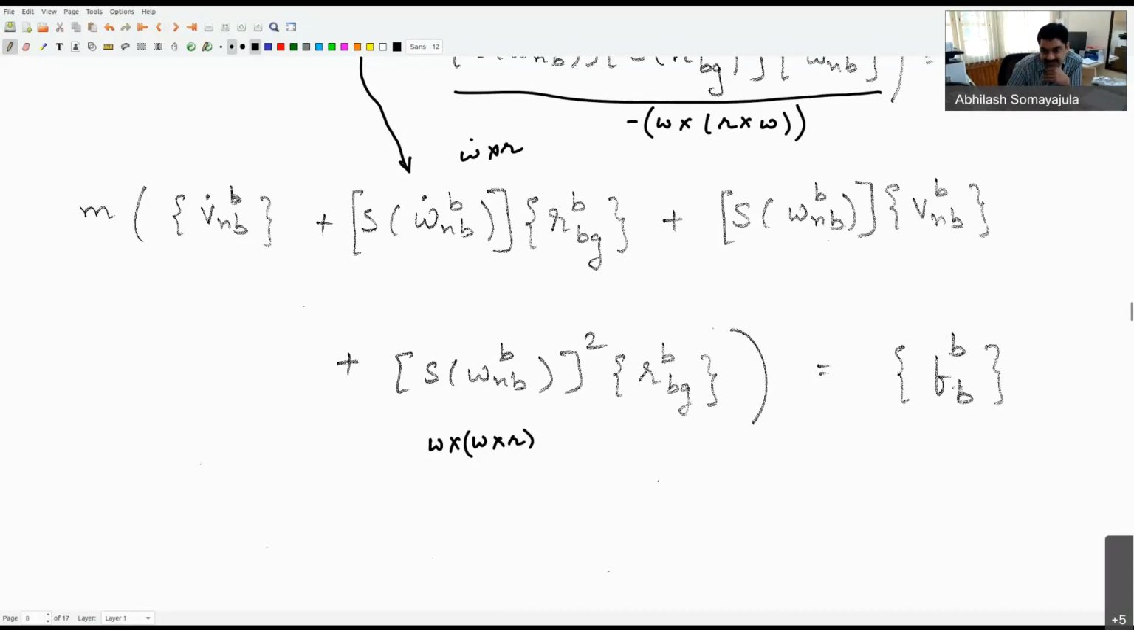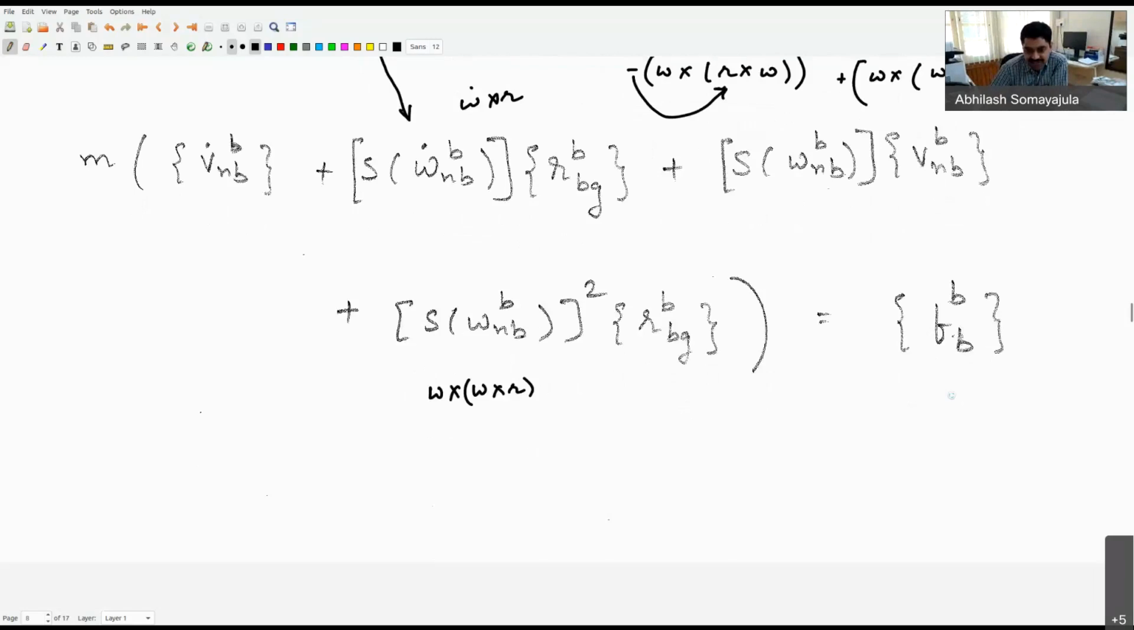I will leave it as an exercise. All you have to take is that this minus sign gets absorbed into the inside cross product. It becomes omega cross r, but now with a positive sign. Okay. Yes, sir. Right. So I have now written this down in this format.